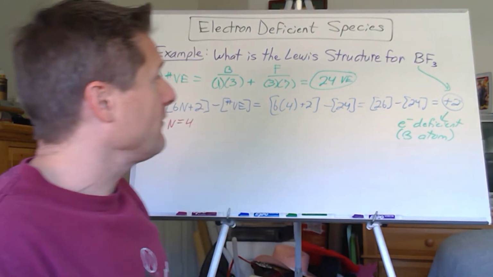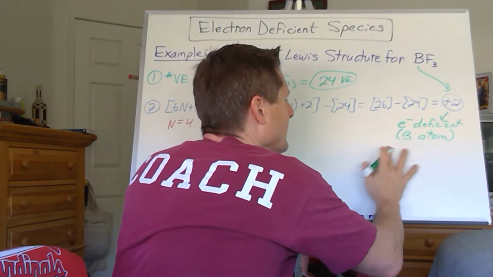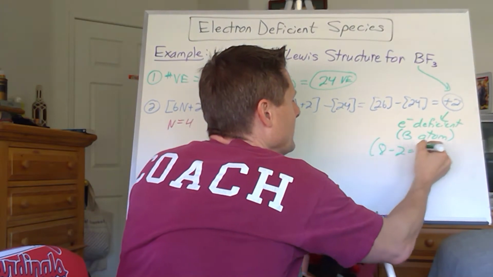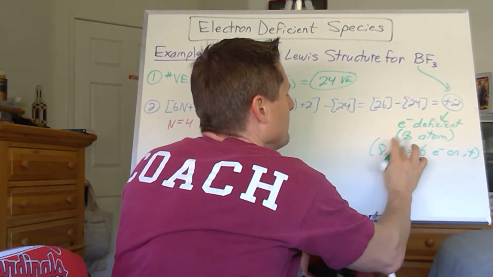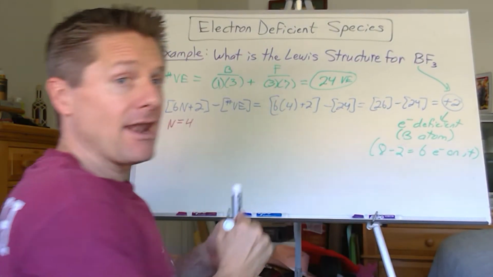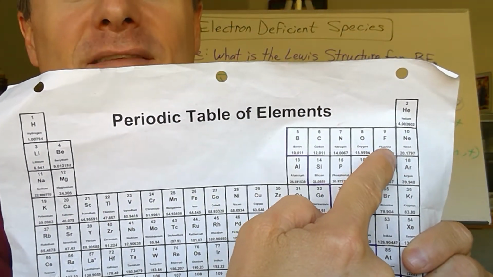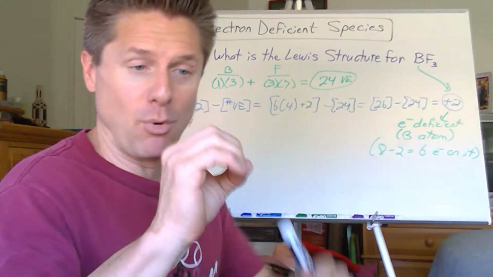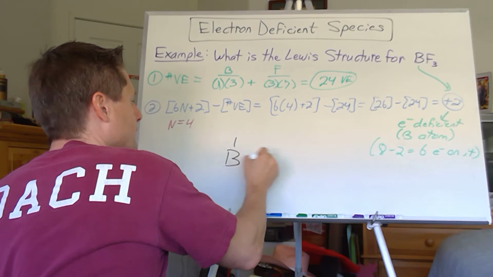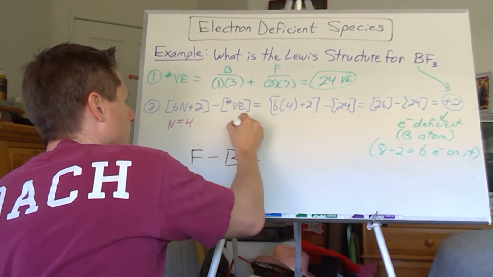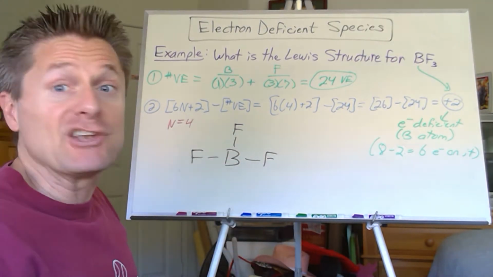So we can do this. It's electron deficient by 2, so we're going to have 8 minus 2 equals 6 electrons on it. Boron is going to be our central atom because it's less electronegative than the fluorines. Fluorines are the top of the heap. They hate being central. So we're going to have this symmetric boron with 3 fluorines bonded to it. You can put them top, bottom, it doesn't matter. This is just a Lewis structure. We're not looking at shape here.